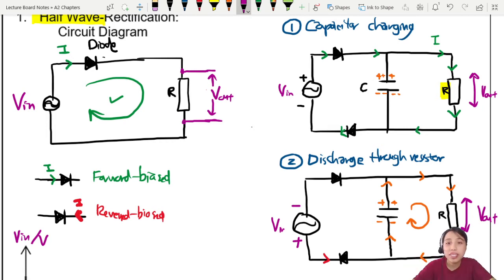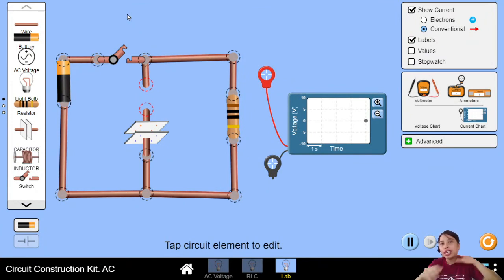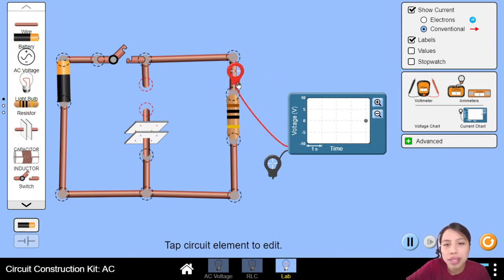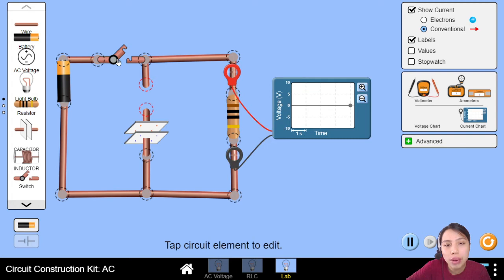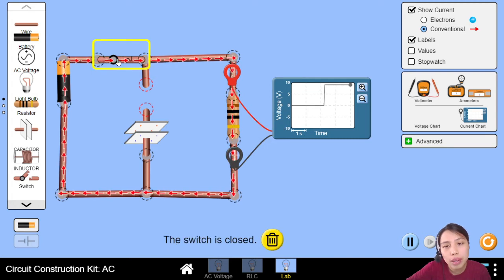To see these charging and discharging cycles at work, I'm going to use a simulation with a DC battery. I know it's a DC battery, but hey, now you can only let current flow in one direction because the diode has chopped it off. So I'm going to connect a CRO voltmeter across here. And notice what happens when I let current flow. Got current, then no current. So it's a very sharp spike.